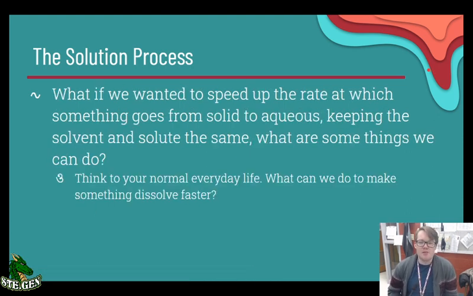So what if we wanted to speed up the rate at which something goes from solid to aqueous and keep the solvent and the solute the same? What are some things you can think of that may help something dissolve faster? Again, we're not going to make something dissolve that wouldn't normally dissolve. We're just trying to make it dissolve at a faster rate.